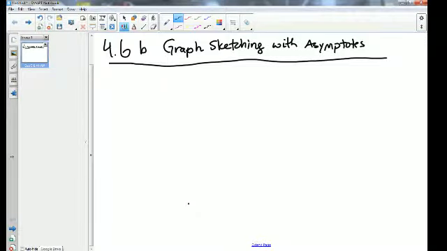Graph sketching, we're going to add asymptotes. Let's sketch the graph of this function here. Okay, we could talk about the graph.